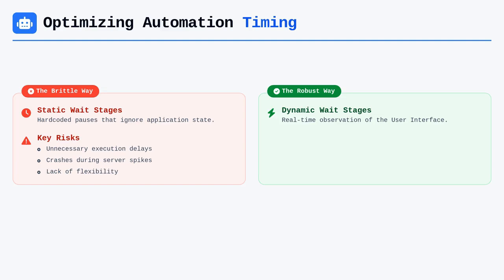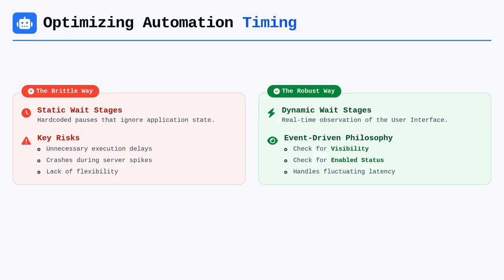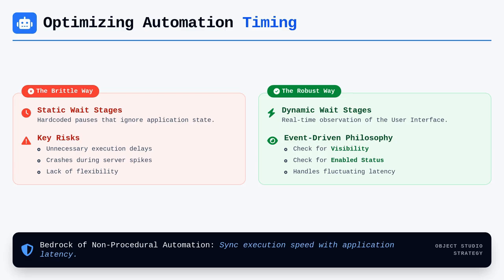Instead, we must favor dynamic wait stages that observe the state of the user interface in real time. By configuring wait stages to check for specific element properties, such as visibility or enabled status, we ensure the robot proceeds exactly at the moment the interface becomes interactive. This event-driven philosophy is the bedrock of non-procedural automation that can gracefully handle fluctuating server response times or unpredictable computer resource availability.